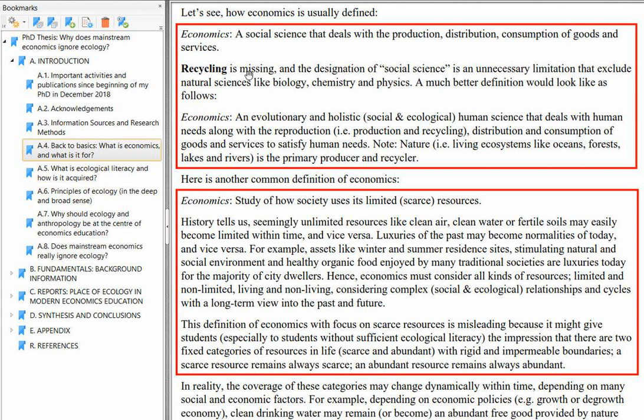Things can change. Seemingly unlimited resources like clean air, fish, fertile soils, clean water may become limited or scarce within time, and vice versa, depending on the politics and economic system. So students must be warned about these changes and about the historical perspective with concrete examples from the history, from anthropology.